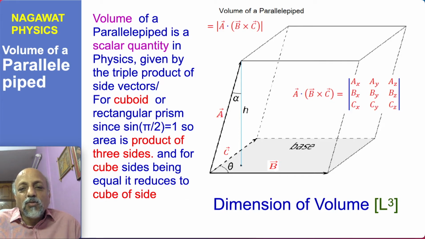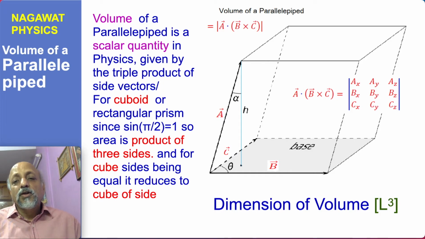So in case of cuboid or rectangular prism, because A, B and C are mutually perpendicular to each other, we find that if we evaluate this volume, the formula of volume will become simpler and the volume would become equal to the product of three sides. So length, breadth, height, whatever you call, the product of three sides will be equal to the volume.